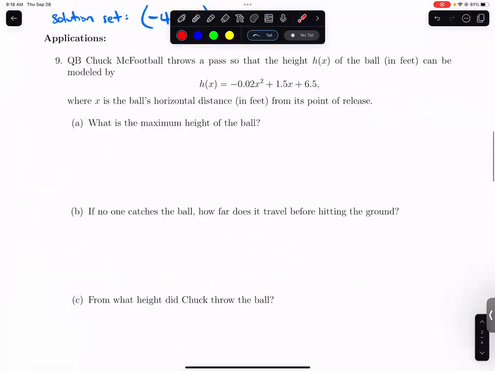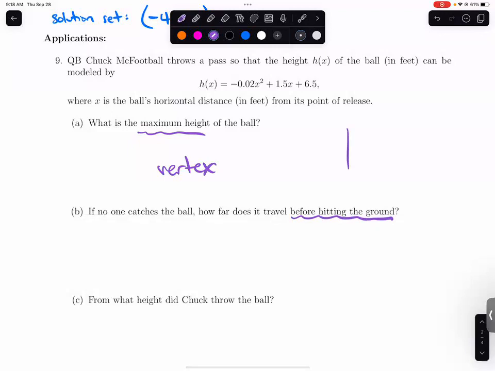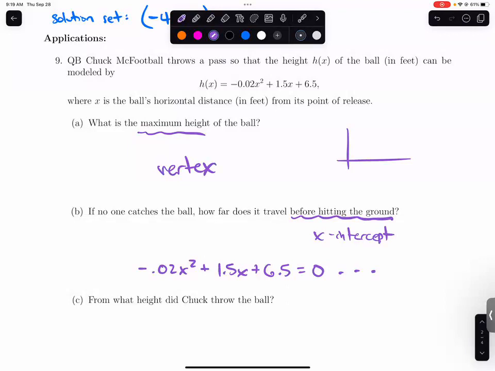And then number 9 again is an application where it's mostly about figuring out what we need to look for. Maximum height in part A, so we need to find the vertex. No one catches the ball, then where does it hit the ground? What do we need to do? The function is height versus how far it's traveled, so we need to find the x-intercept, which would mean taking the function, setting it equal to 0 and solving.